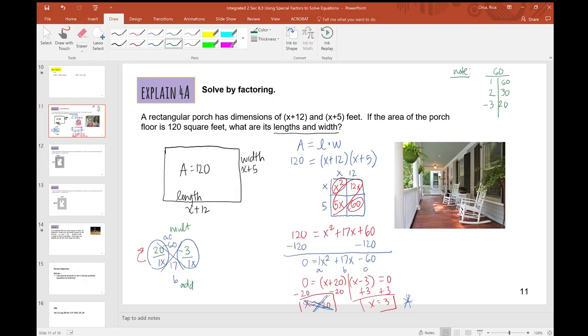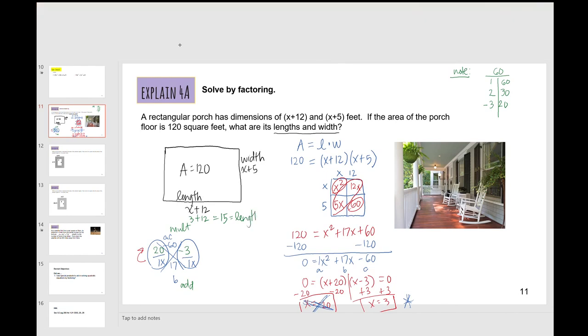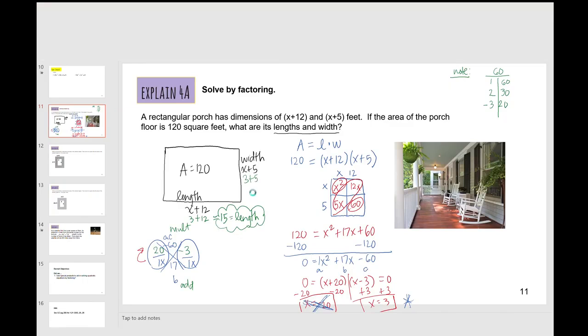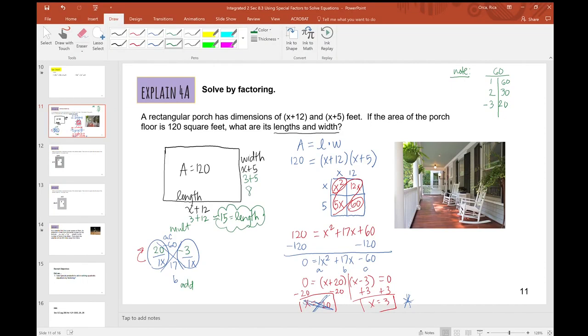So we're going to take our 3 and plug it in. 3 plus 12, that is 15. The length is 15. For the width, we're going to plug in the 3. 3 plus 5, that's going to give us 8. So the width is 8. And to be more specific, since the unit is in feet, the length is 15 feet, and the width is 8 feet.